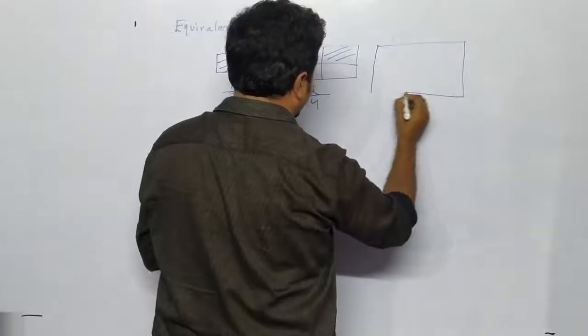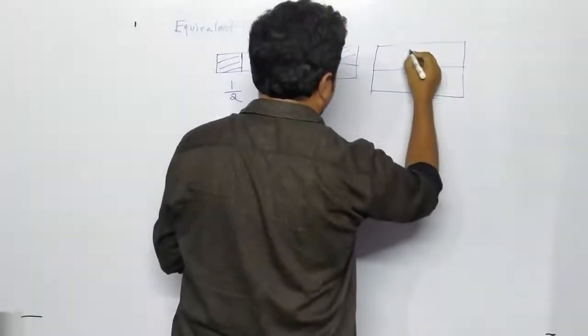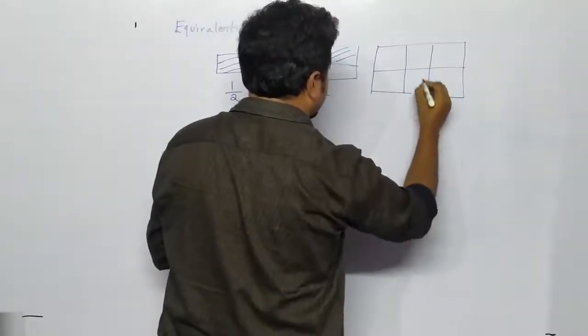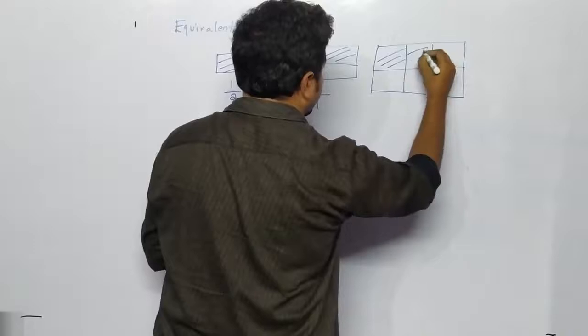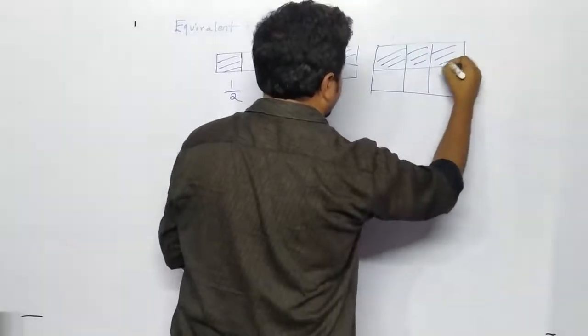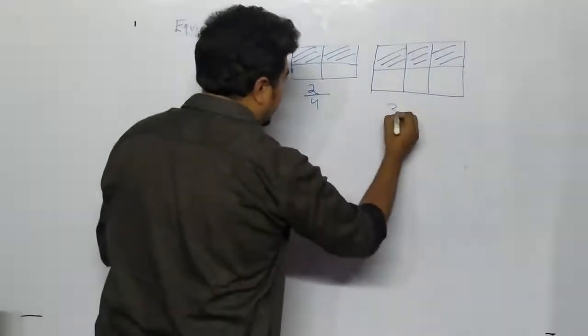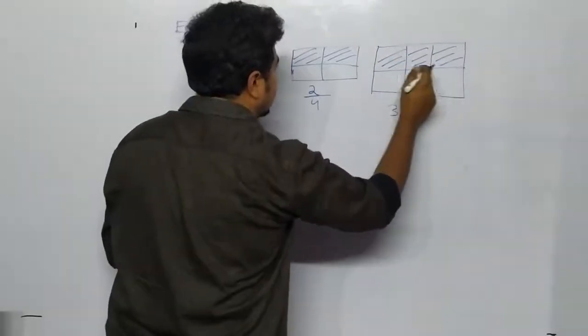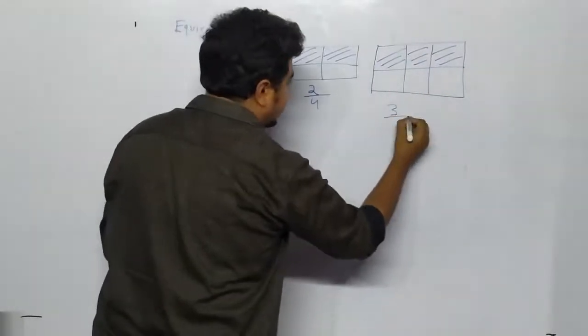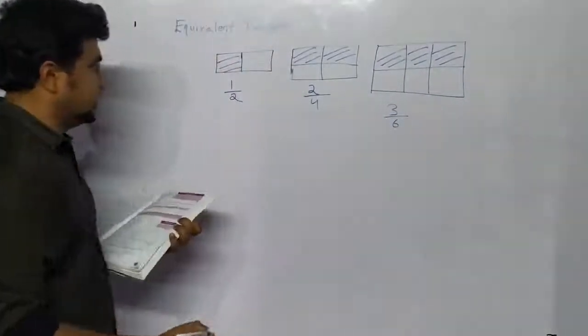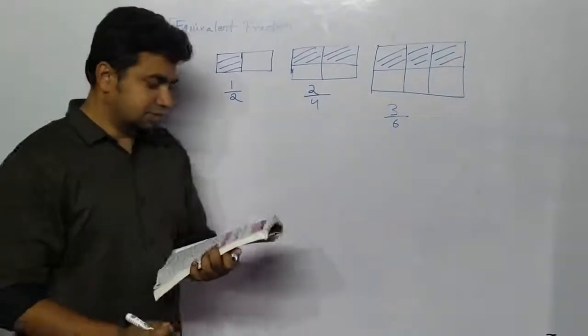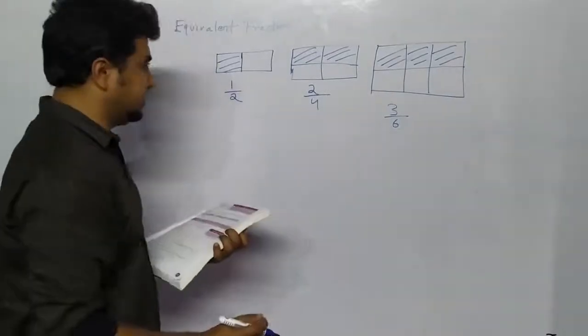Then one more example I am taking. If I am shading this part, this part, this part, this is 3 parts out of a total of 1 2 3 4 5 6. Total 6 parts are there, so 3 by 6. Now why am I saying this is an equivalent fraction?